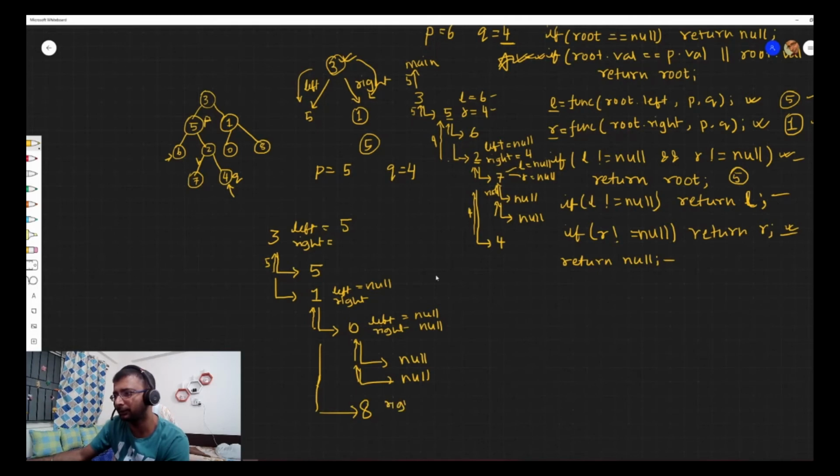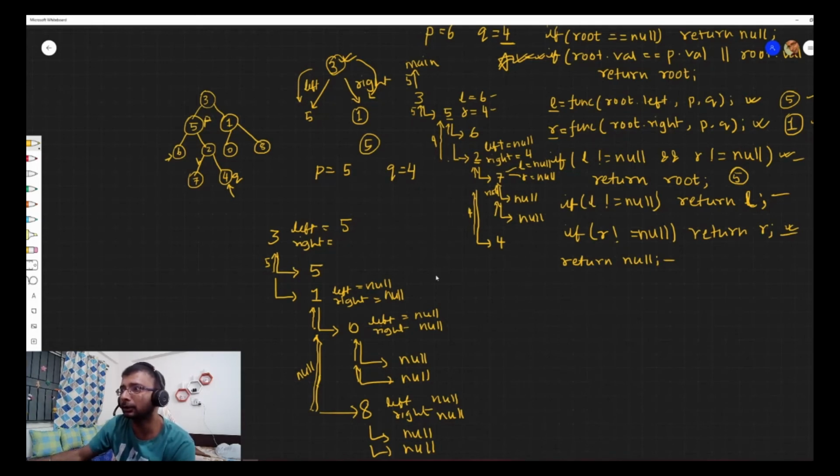So it will also receive 2 answers, left and right. So 8 will call its left, which is null, and its right, which is null. So from both ends, you will get a null. So what you will do to its caller, who is 1, it will send back a null because both are null. So the right becomes null. So when left and right both are null, I send back a null to my caller. So 1's caller was 3, I send back a null.